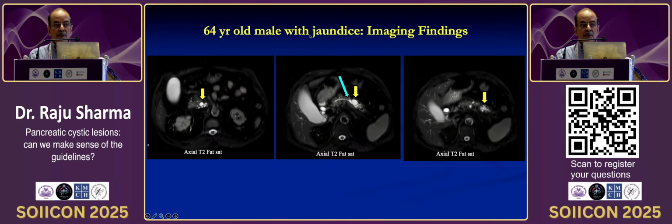Another concept that I want to introduce is what is called field defect. This is a 64-year-old male patient who presented with jaundice, and you can see this focal dilatation of the main pancreatic duct here. Then it reverts back to somewhat normal caliber. Remember, when you are seeing IPMN in any part of the pancreas, you must look at the entire pancreas to detect any concomitant ductal adenocarcinoma.